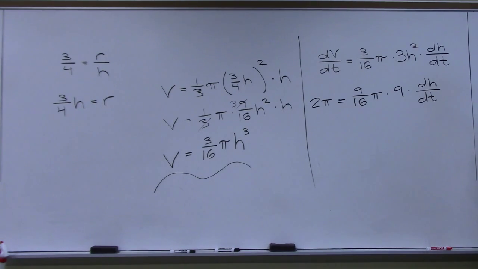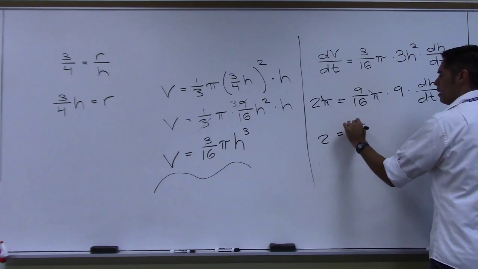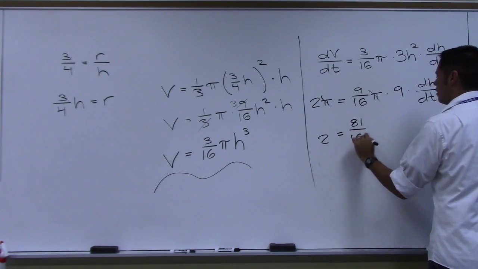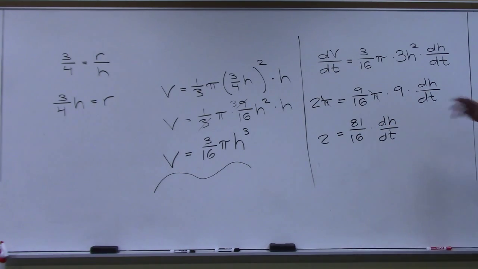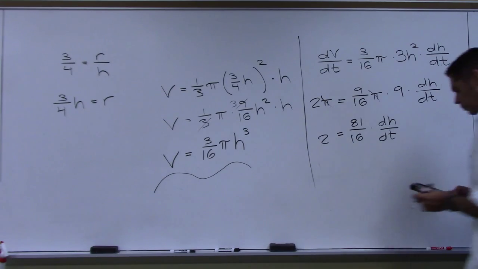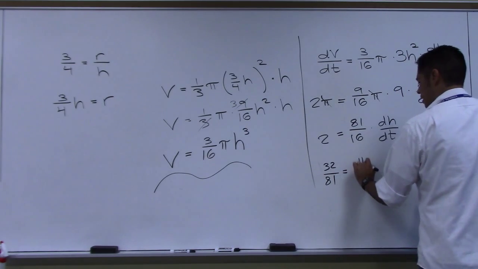This all right? Divide pi on both sides. So you'll have 2 equals 81/16 dh dt. And now just flip and multiply both sides. What do you get? 32 over 81? So 32 over 81 equals dh dt.